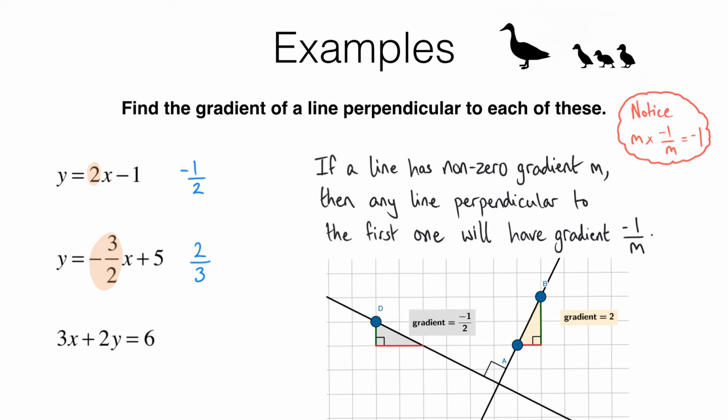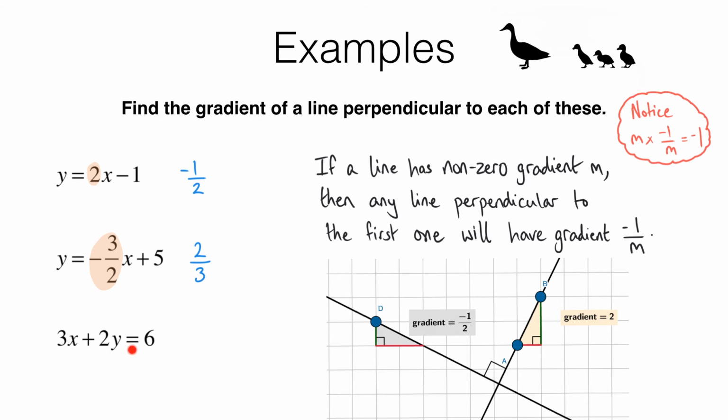We can check this makes sense. Remember, the two gradients of these two perpendicular lines need to multiply to give us -1. Let's just test that out up here. If I've got -3/2 and I multiply it by 2/3, what do I get? Well, I can multiply numerators. So -3 times 2 is -6, and 2 times 3 is 6, and -6/6 is indeed -1. So I do have perpendicular gradients here.